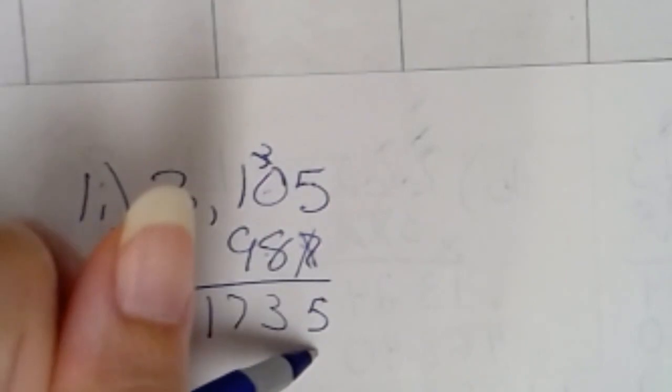We're going to put down a 0 as a placeholder. 5 times 8 is 40. Put down a 0, carry a 4. 8 times 0 is 0, plus 4 more is 4. 8 times 1 is 8, and 8 times 3 is 24.